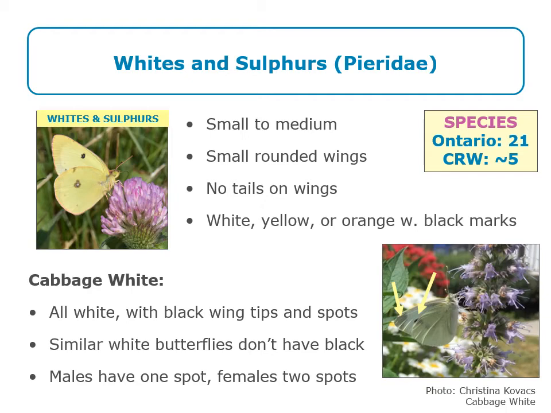So it's a small white butterfly. It's got black on the wingtips and some black spots. Males have 1 spot, females have 2. There are other small white butterflies, but they don't have those black spots or black wingtips. So if you see those spots and wingtips, you know it's a cabbage white and not one of our other native small white butterflies.